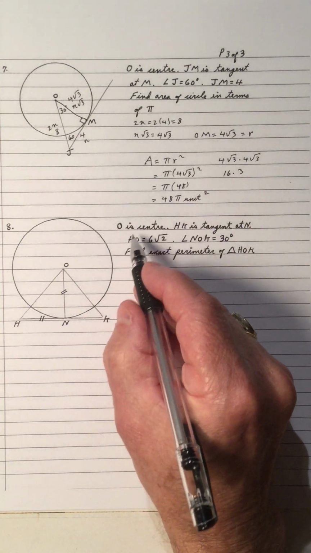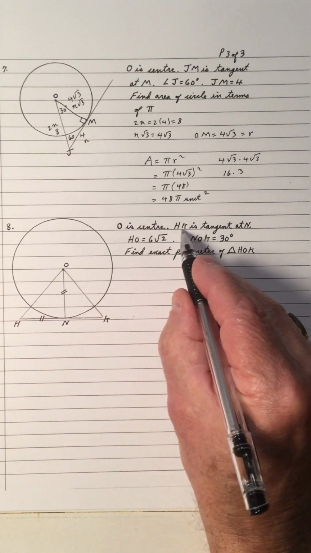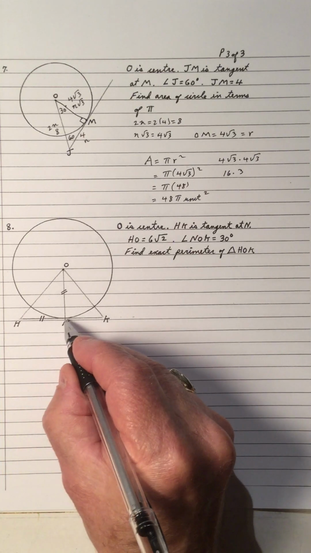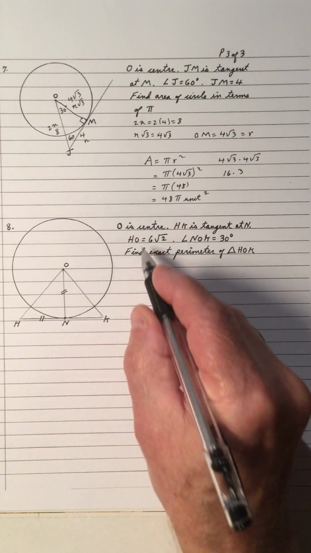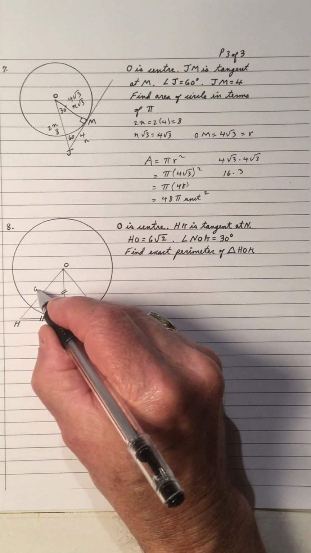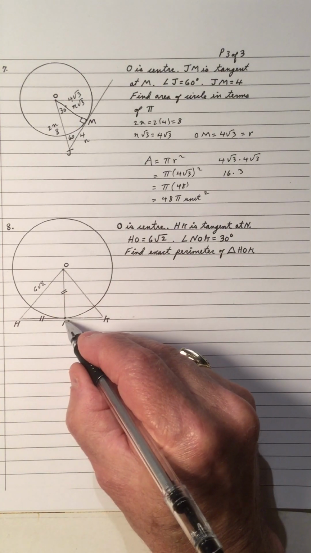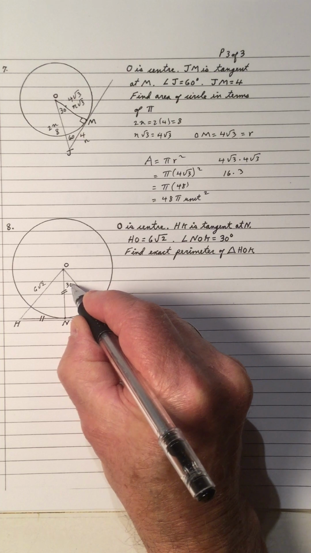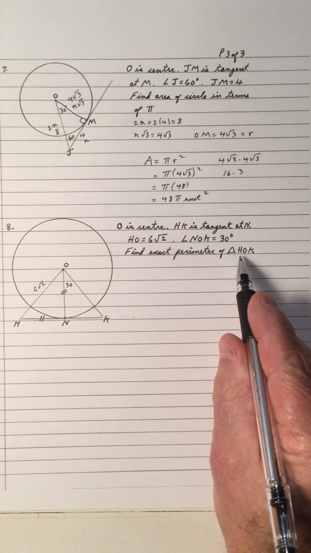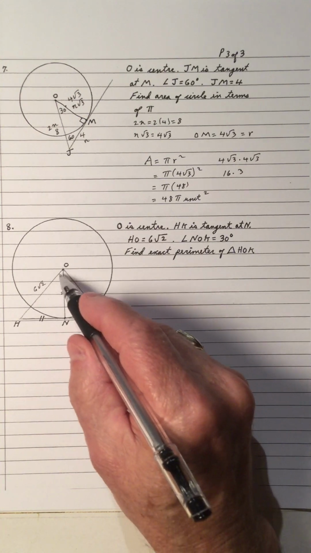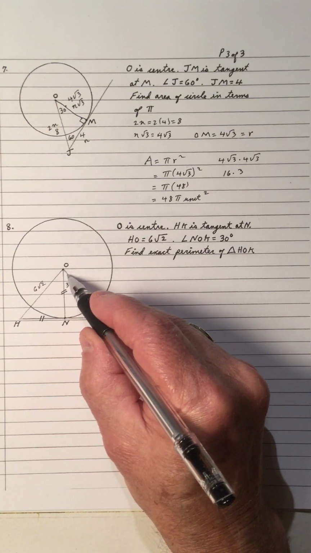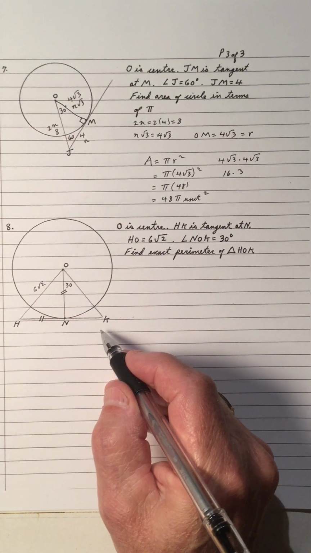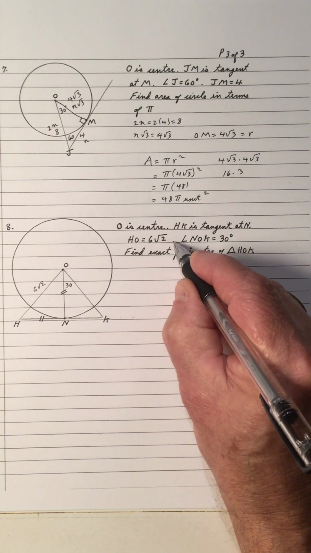Number 8. Again, we have a circle whose center is O. And HK is tangent to the circle at N. And HO is equal to 6 root 2. And angle NOK is 30 degrees. So we have that filled in. Find the exact perimeter of the triangle HOK. For the perimeter, we've got to find the length of HO, find the length of OK, and find the length of HK and add them all up. And it's the exact, so we have to use no decimals.